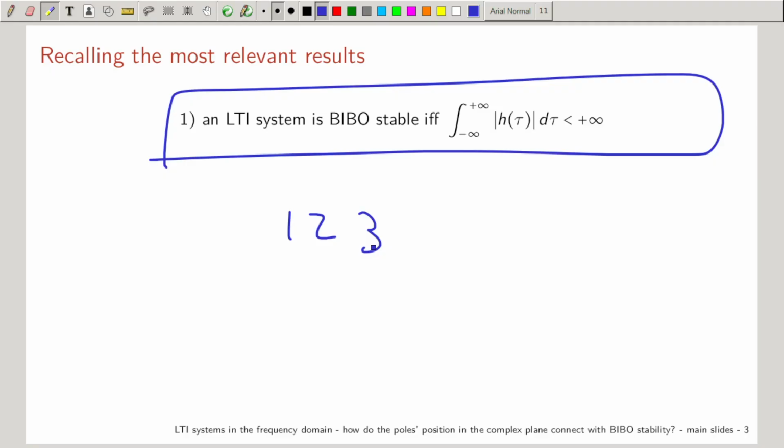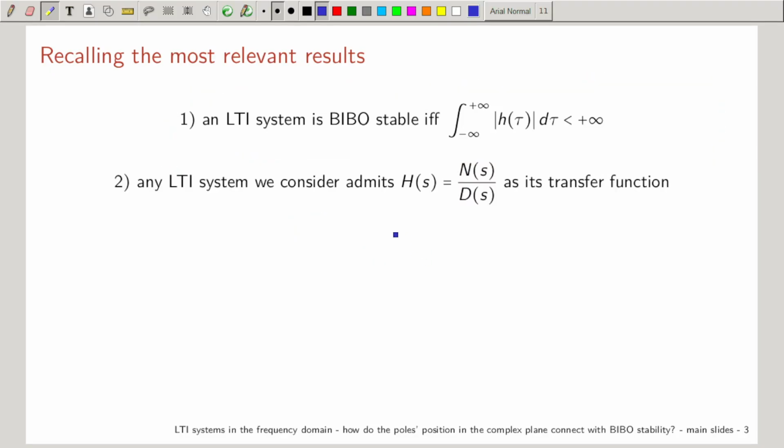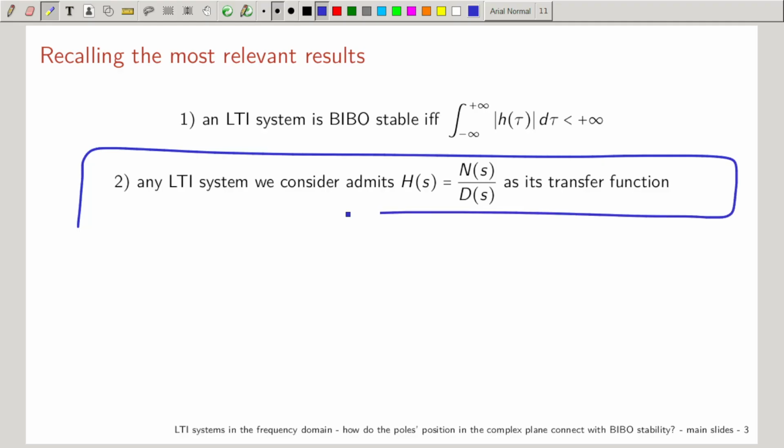So, are we together that any LTI system that we consider admits this transfer function? This might also be irrational, but this one is a ratio of polynomials.